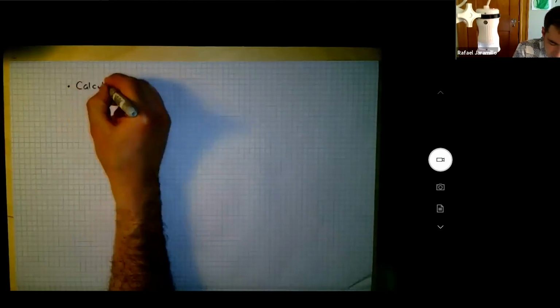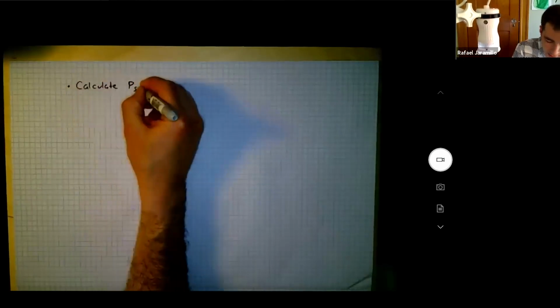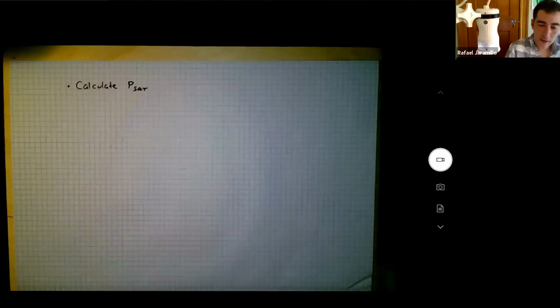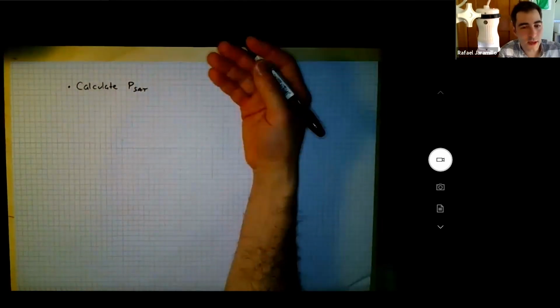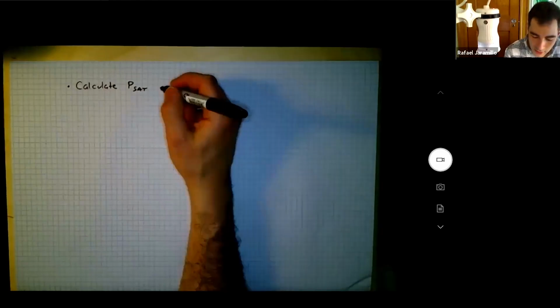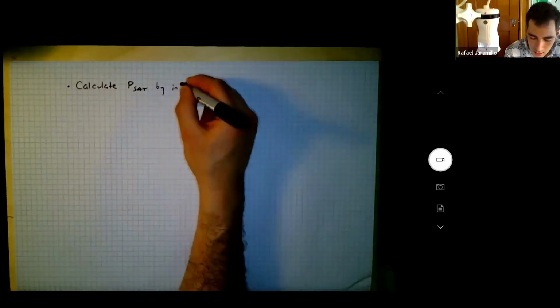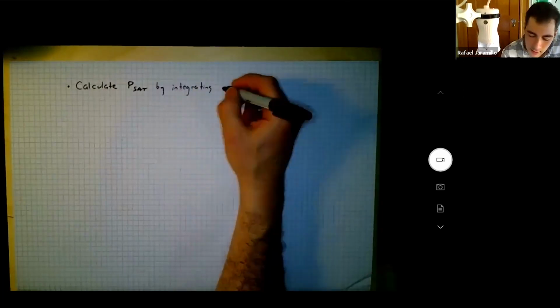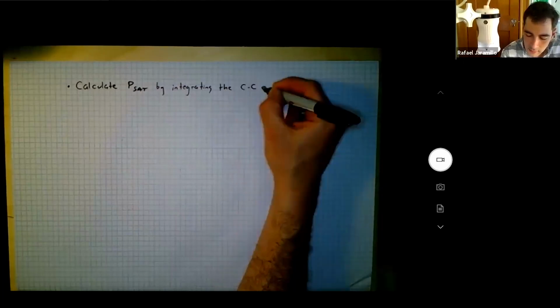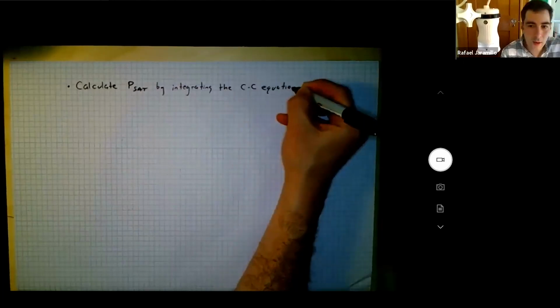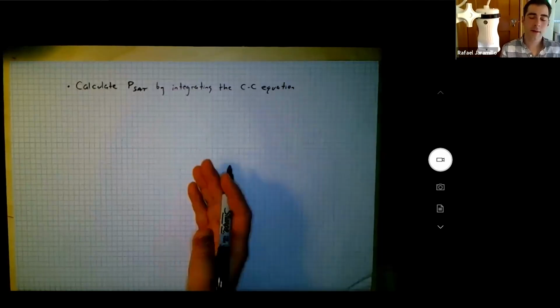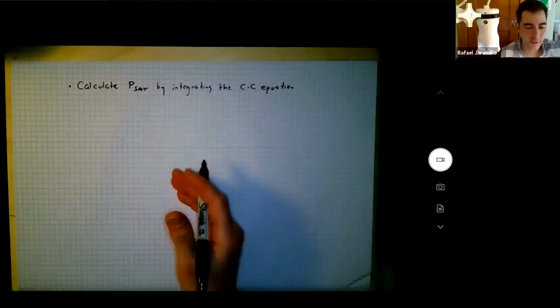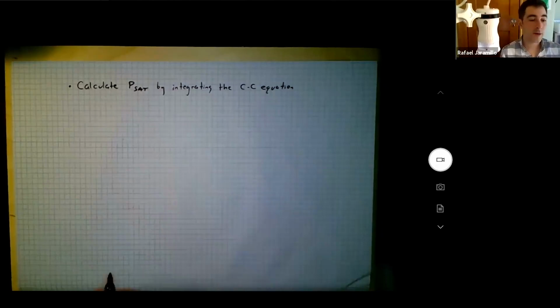Let's do some math around that. All right, so let's calculate the saturation vapor pressure. How do we do that? We have a differential equation, right? So how do we get an equation from a differential equation? You have to solve it. So we do it by integrating the CC equation. And as we'll see, normally, in general, you can't do this because you might not have closed form expressions for everything that you need. But we're going to make some approximations.